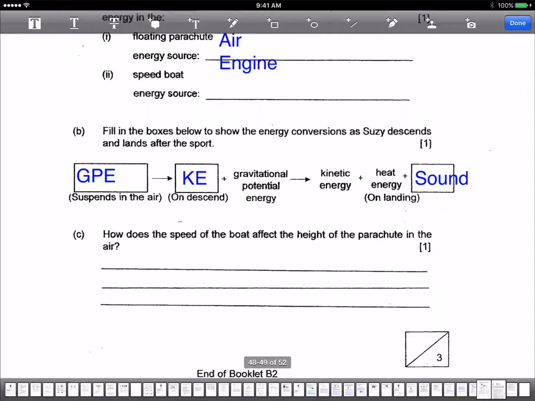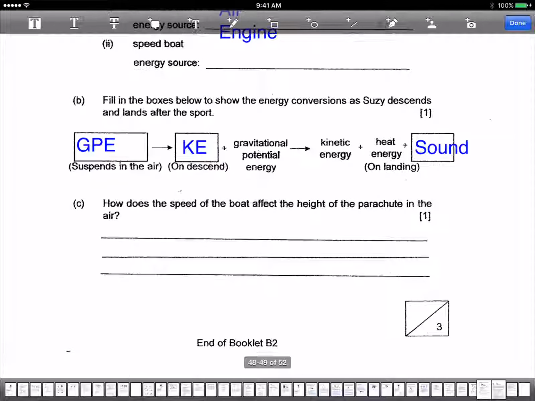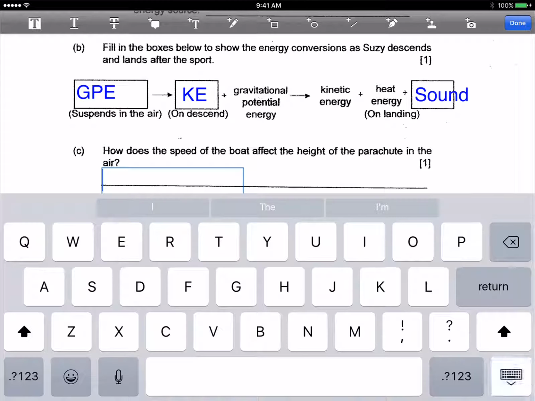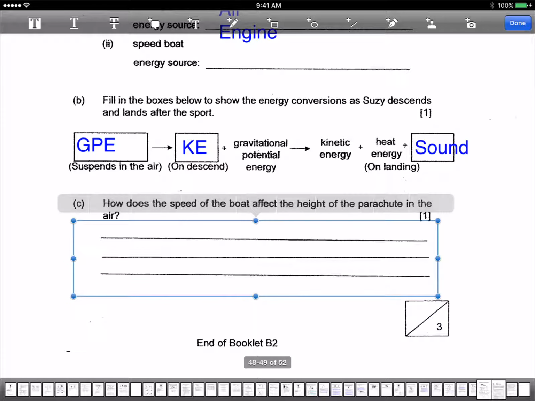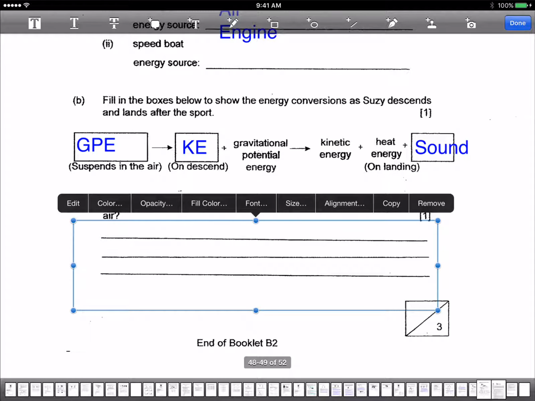Okay, the last one. How does the speed affect the height of the parachute? The greater the amount of kinetic energy, the greater the amount of gravitational potential energy. Okay, do you need to explain here? No need. They're just asking you how the speed affects the height. So when the boat is going faster, the higher the height of the parachute. Yes, correct. That's all. Relationship, right?